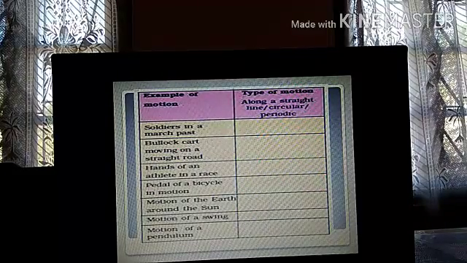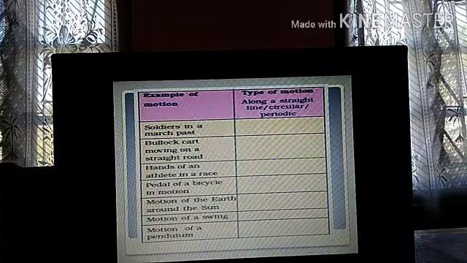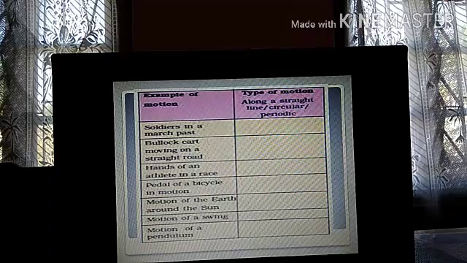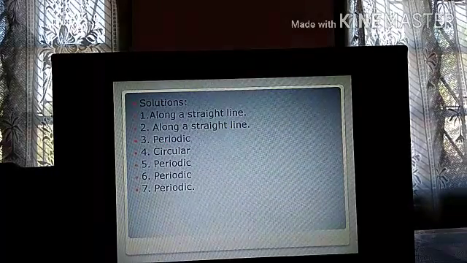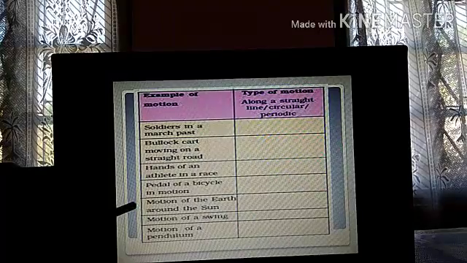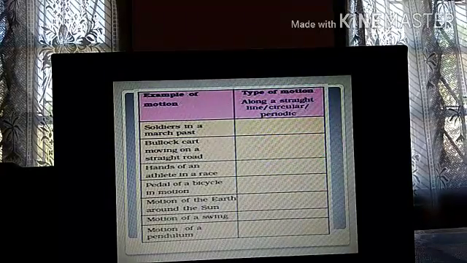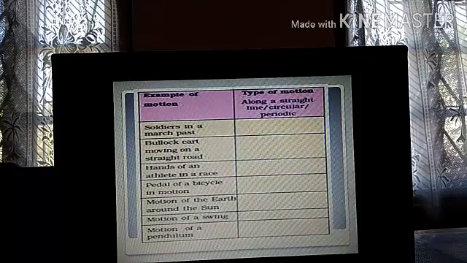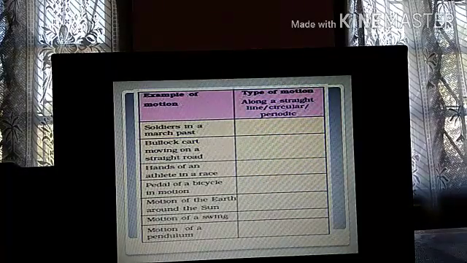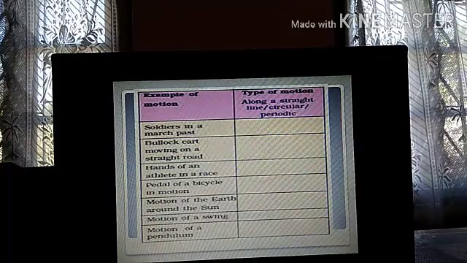Then pedal of a bicycle in motion. Pedal of a bicycle, you know how the pedal moves in a circular way, isn't it? So you can write circular motion. Next is number 5, motion of the earth around the sun. This is periodic because the earth keeps on moving in the same direction in the same way. So it is periodic because the motion is repeated.